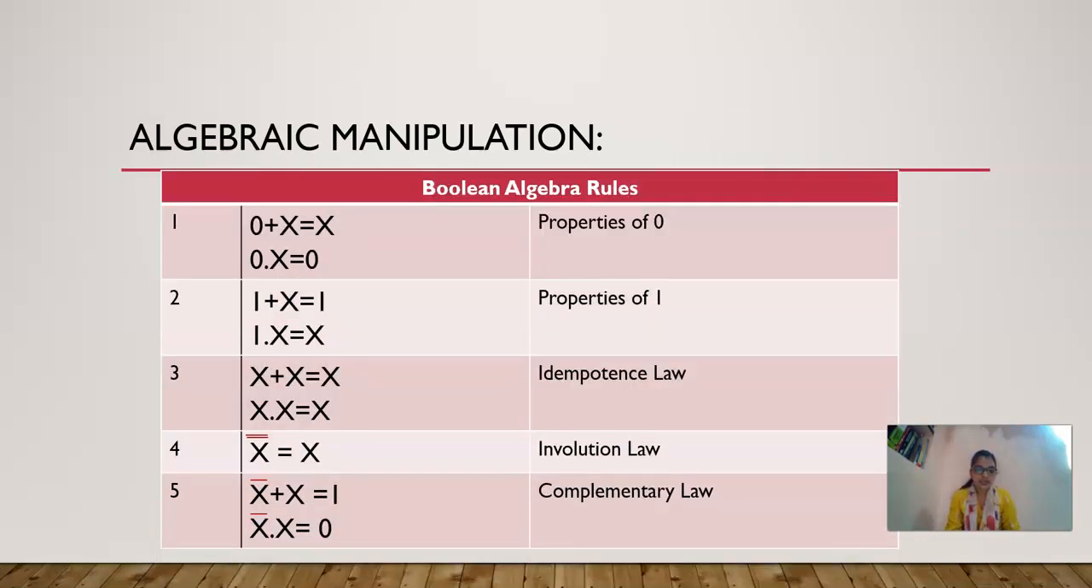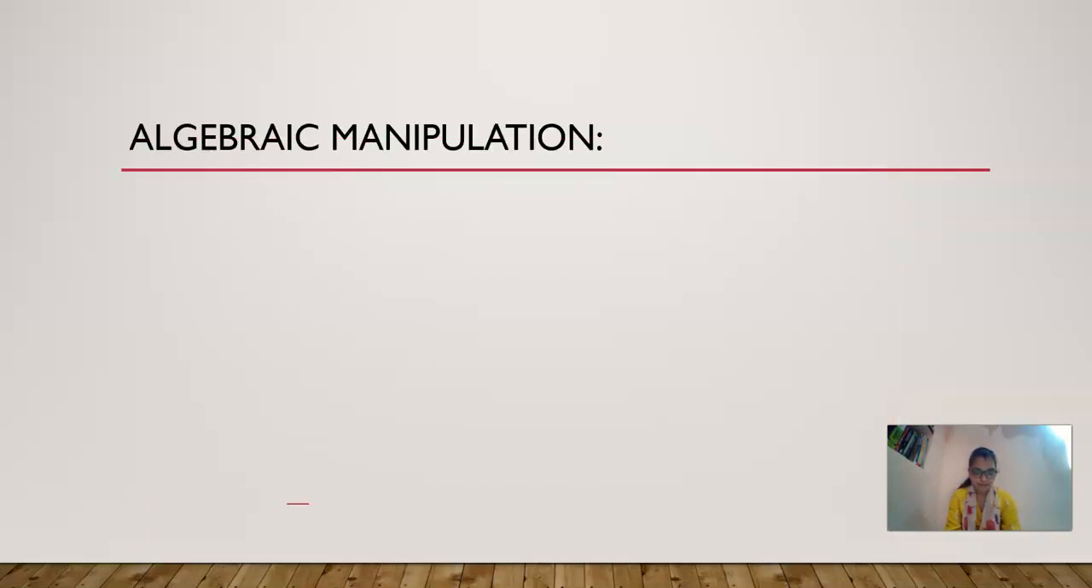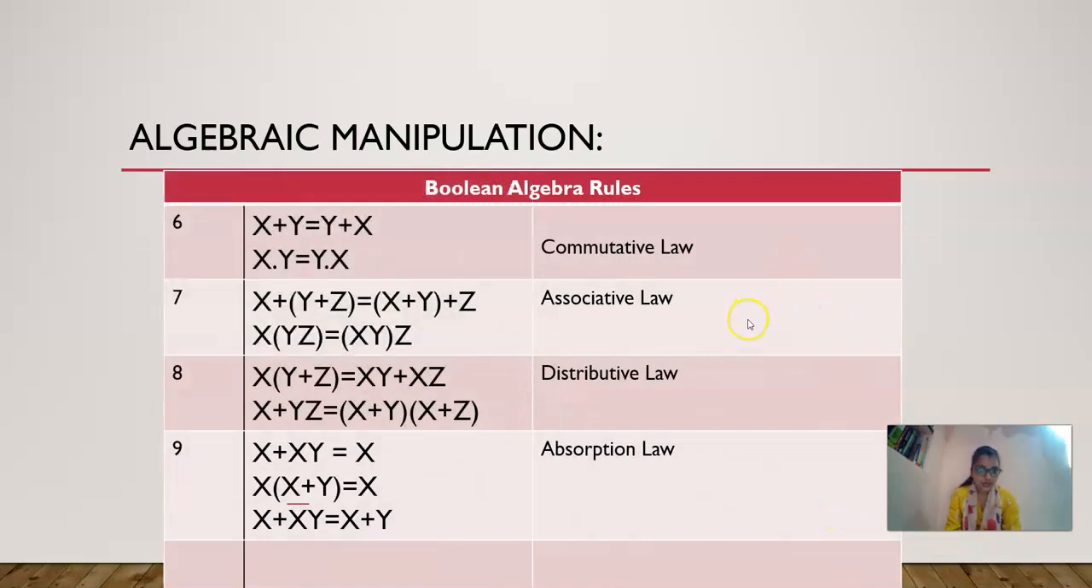Whenever you are trying to simplify the Boolean expression using algebraic method, you should remember the Boolean algebra rules. Here the Boolean algebra rules are properties of 0, properties of 1, idempotence law, involution law, complementary law. In addition to this, we have commutative law, associative law, distributive law, and absorption law. If you remember these algebra rules, it will be very easy to solve Boolean expression using algebraic method. Now, let me show an example for you so that you can have a better understanding on this concept.